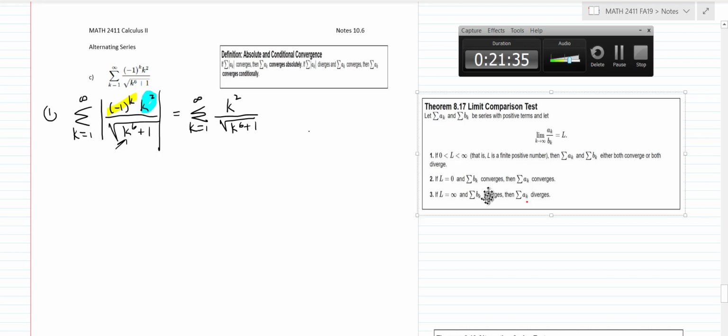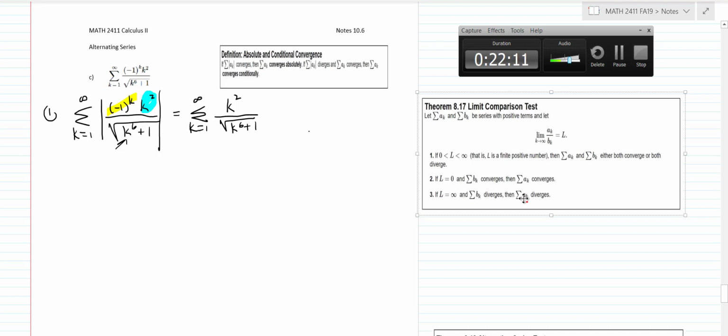There are 3 things that can happen. If you formulate this ratio and you get a limit as k goes to infinity that is a finite number, then a sub k will do exactly what b sub k does. So they either both converge or both diverge. If you found that the limit was 0 and b sub k converges, then you could conclude that a sub k converges also. And if L went to infinity and b sub k diverges, then a sub k diverges. So you just follow exactly what that says to do.